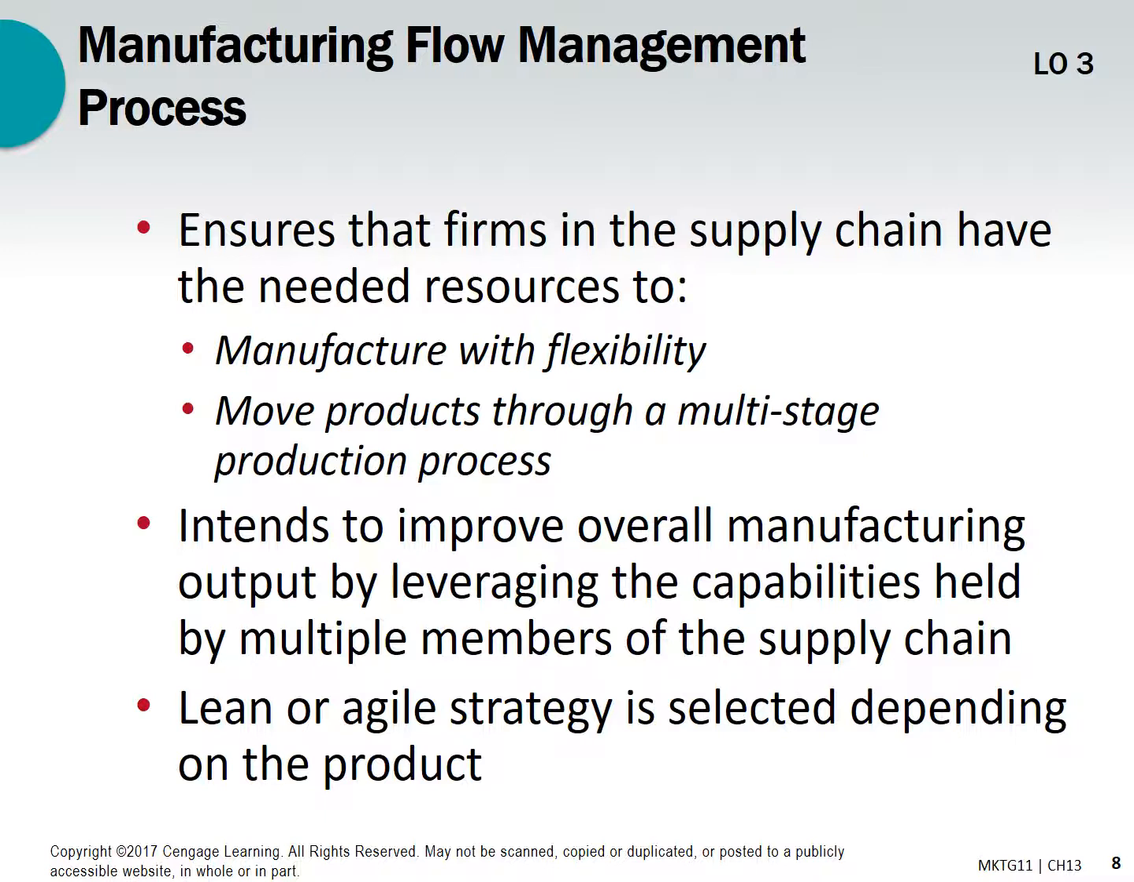The goals of the manufacturing flow management process are centered on leveraging the capabilities held by multiple members of the supply chain to improve overall manufacturing output in terms of quality, delivery, speed, and flexibility, all of which tie directly to profitability. Supply chain managers may choose between a lean or agile supply chain strategy.